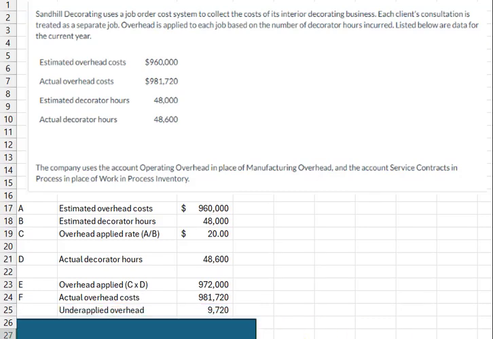And what we see is, since the overhead applied was less than the overhead cost, we're in an underapplied situation. And the underapplied amount was $9,720. So here, to calculate this, we would say this is F minus E, but sometimes it would be E minus F to determine if it was overapplied.